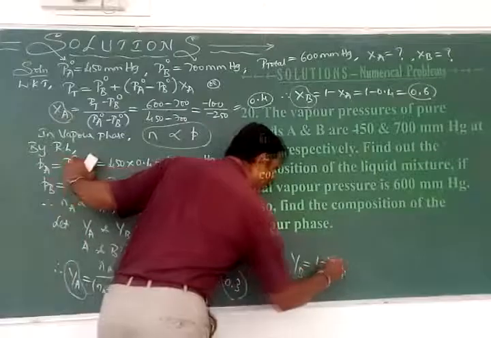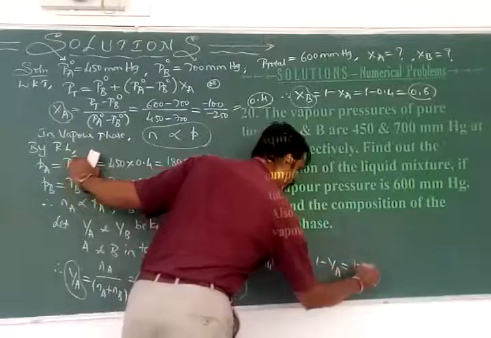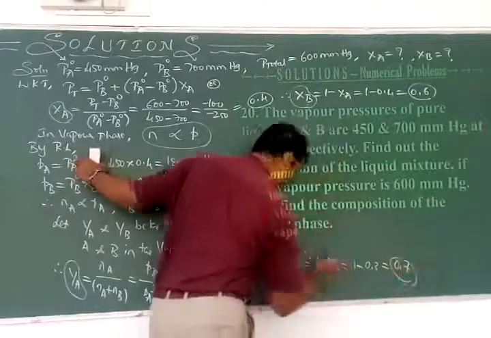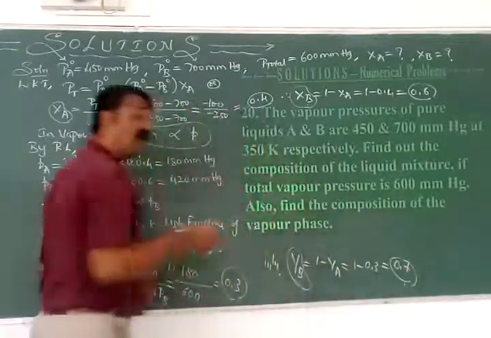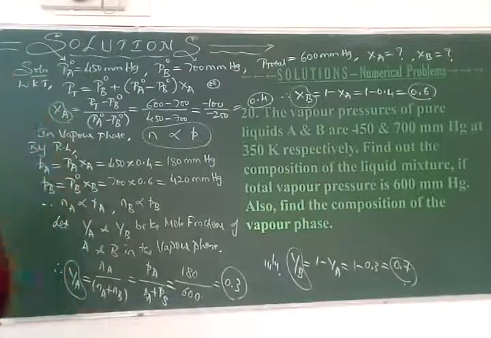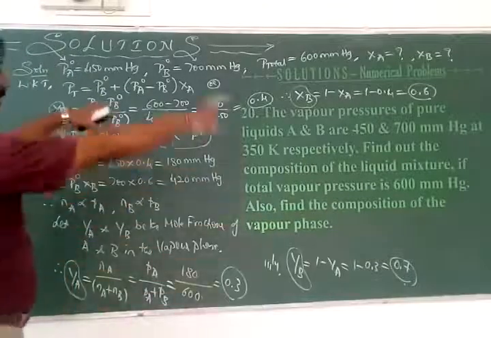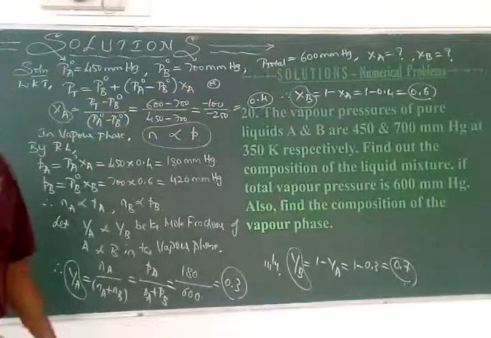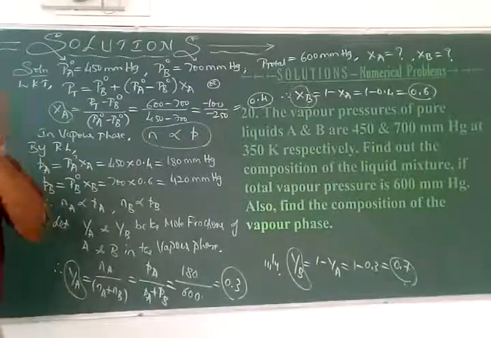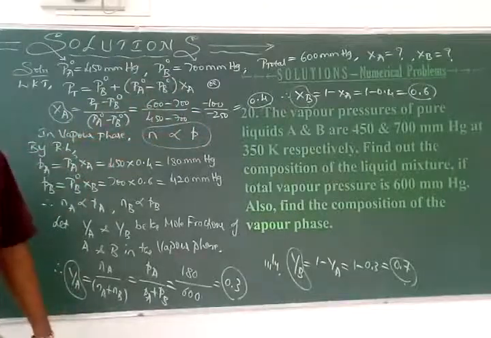It is 1 minus Ya, that is equal to 1 minus 0.3, that is equal to 0.7. What is Yb here? It is the mole fraction of the composition of liquid B in the vapor phase. So there we have the original Xa and Xb. What are these? They are the composition or the mole fractions of the two liquids A and B in the liquid mixture.